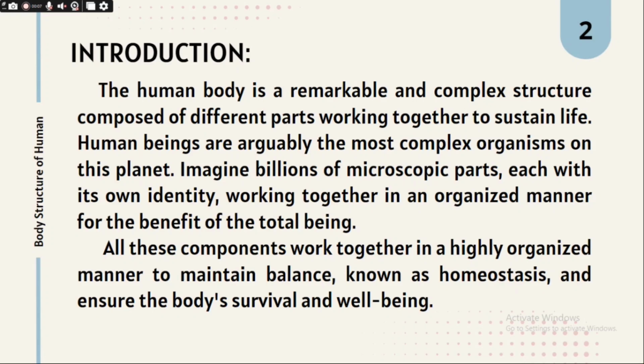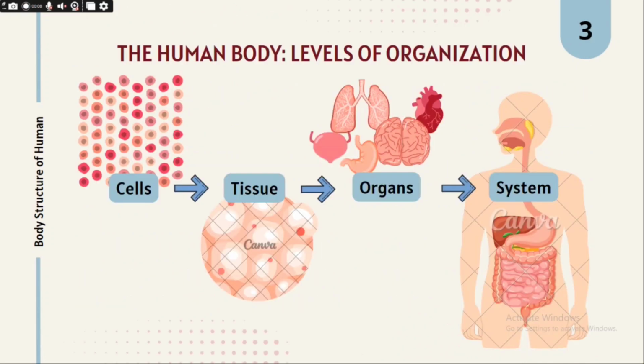The levels of organization. It starts with the cells. Cells group together to form tissue. Tissues come together to create organs, and the organs collaborate to form systems.